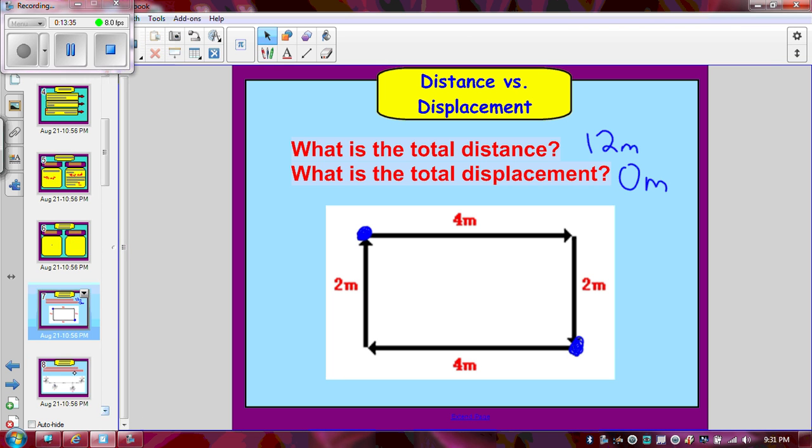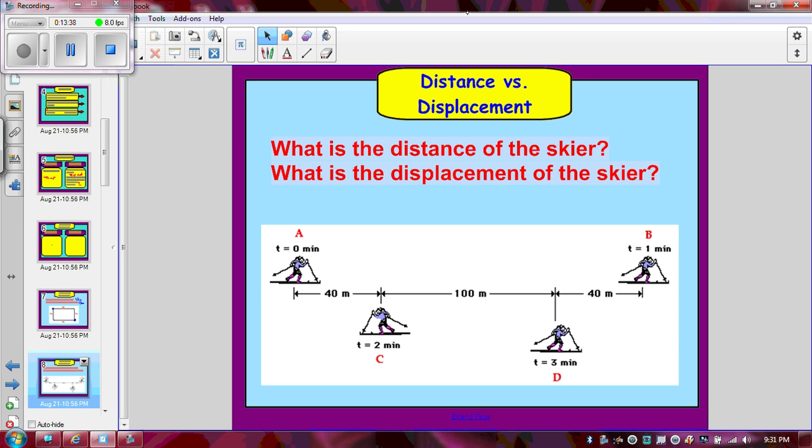Let's go ahead and take an example of this skier right here. Now, you'll notice that there are 4 images of the skier: A, B, C, and D. The A, B, C, and D are sequential spots in which the skier is moving. So the skier starts at spot A, then in 1 minute gets to spot B, in 2 minutes gets to spot C, and then at time 3 minutes is at spot D. So the skier is moving in a back and forth motion. Same question, what is the distance and what is the displacement?